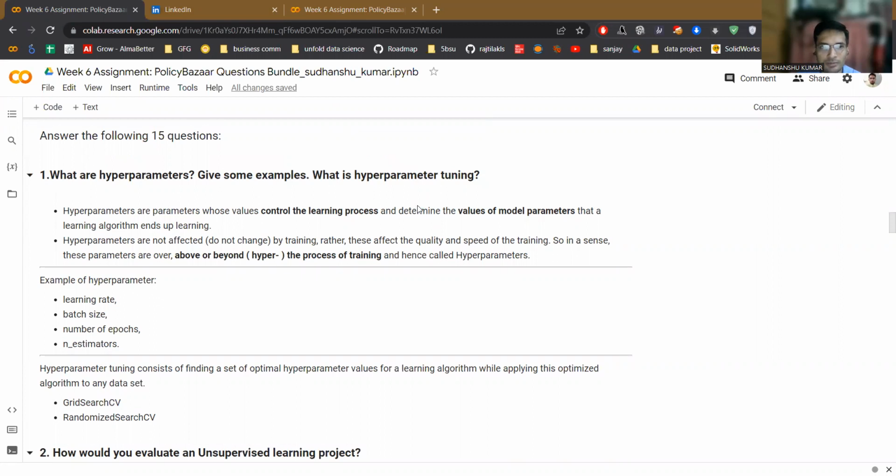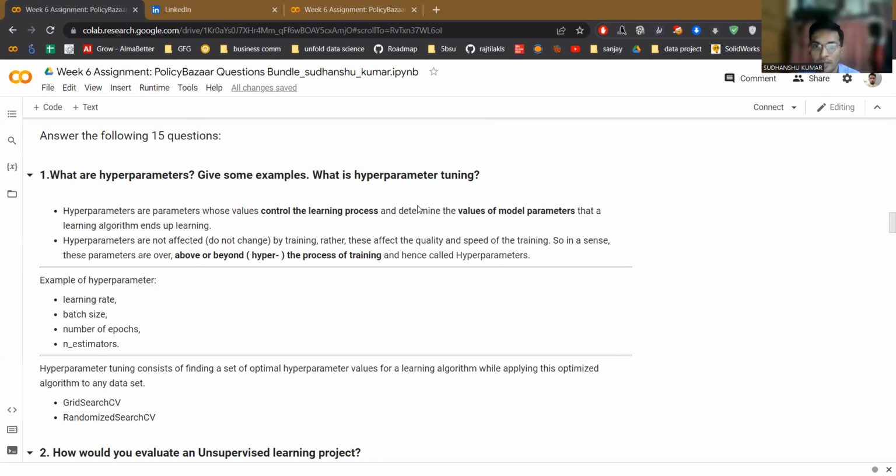The first question is, what is hyperparameter? Give some example. What is hyperparameter tuning? Hyperparameter is basically a tuning fork which is used to control the learning process, and it is provided before the model learns, and its value is not affected by the data. Various types of hyperparameter are learning rate, batch size, number of epochs, and n estimators.